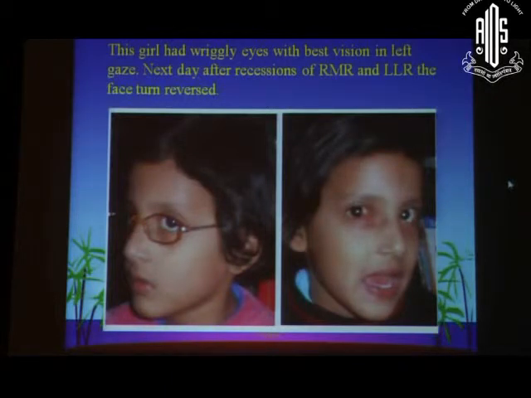And this is the pre-op and the post-op picture of a girl. But remember what is going to happen sometimes if you miss a periodic alternating nystagmus. If you have a case of PAN and you have done an augmented Anderson's procedure, you will see the reversal of the head posture to the opposite side.